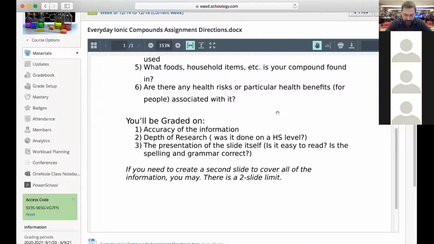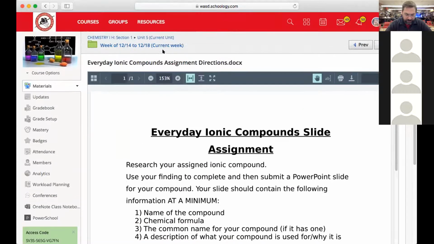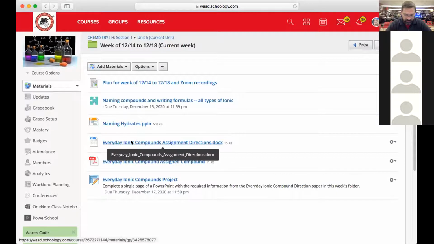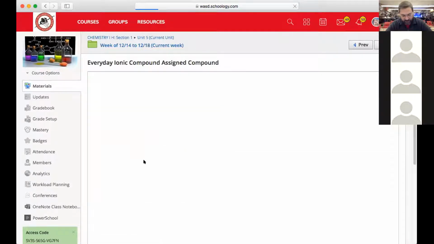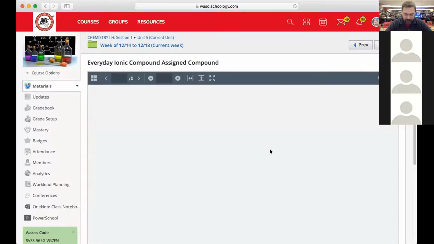Anyway, so you put it all on one slide. In that folder, that's the directions, but that's also included on the slide itself, where it says Everyday Ionic Compound, Assigned Compound. You click on that, and it's a little PDF, and I didn't play favorites or anything like that. I just made a list of common compounds and then stuck them beside the class list in alphabetical order. That way we just divvy them up.